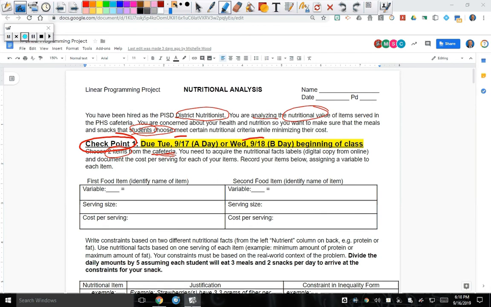So it's all about what we're doing with these linear programming functions of minimizing or maximizing certain functions, if you will. So it's checkpoint number 1. Again, I just stated the due dates and whatnot. You need to choose 2 items from the cafeteria and acquire the nutritional facts labels digital copy from online. There is one online, and I'll show you how to get that here in just a bit. And document the cost per serving of each of your items.